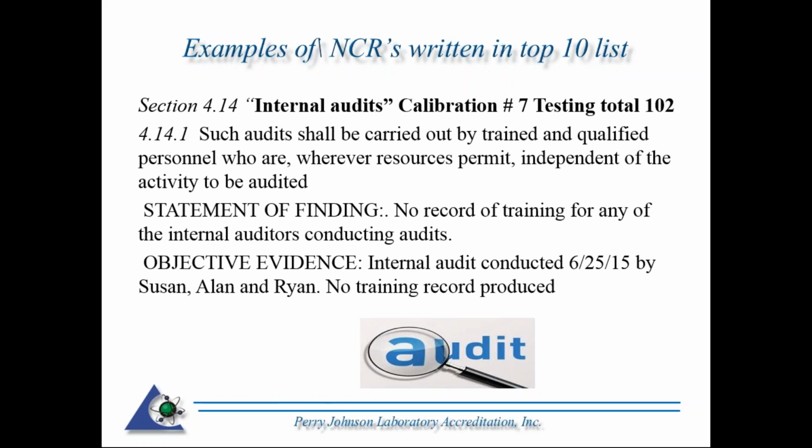This was by objective evidence, the actual internal audit that was looked at, done by a series of three assessors, and no training record was produced among the audit team. Other things under internal audits is basically you have to audit the entire quality management system. You have to audit both the quality system and the technical system. So your internal audit should cover all the applicable elements within 17025, both technical and QMS activities under section 4.